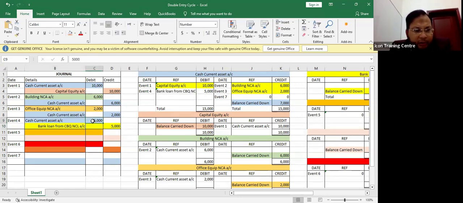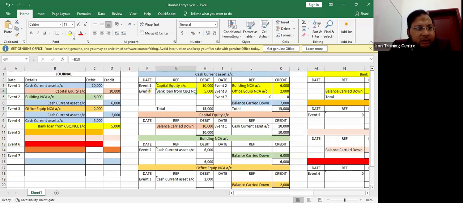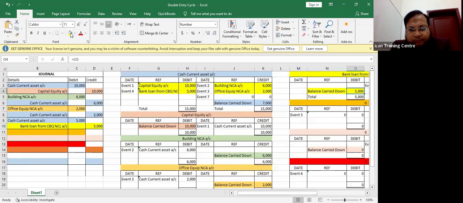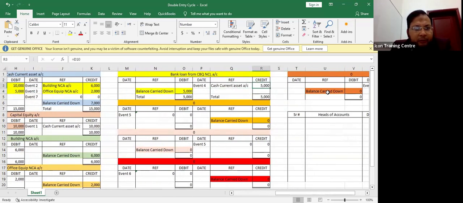Now just have a look here. Cash is recorded on the debit side. So you can see the cash account we recorded on the debit side. How much is the amount? 5,000. The reason is the bank loan from CBQ, which is a non-current liability. And now we have to create another account, that should be your bank loan from CBQ. Now you just have a look here. We put it on the credit side because it was credited in the journal. And the reason was because we were taking cash.